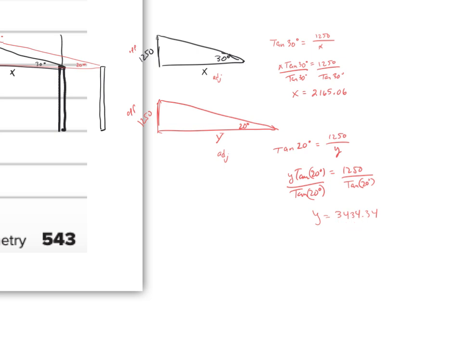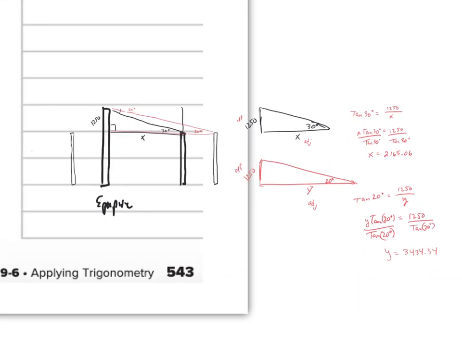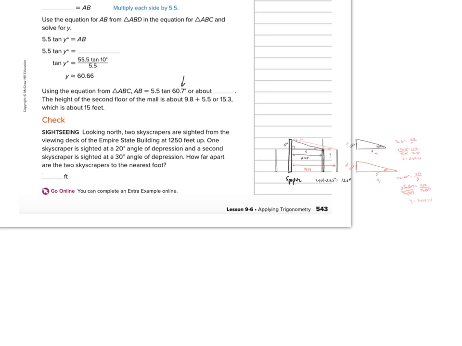So looking at that, now I can figure out how far apart these 2 buildings are. If this building is 3,434 feet away, and this building is 2,165 feet away, well, this value right here is going to be 3,434 minus 2,165, and that is going to equal 1,269. So that is how far those 2 buildings are apart. 1,269. Woohoo! Solid grade level question there.